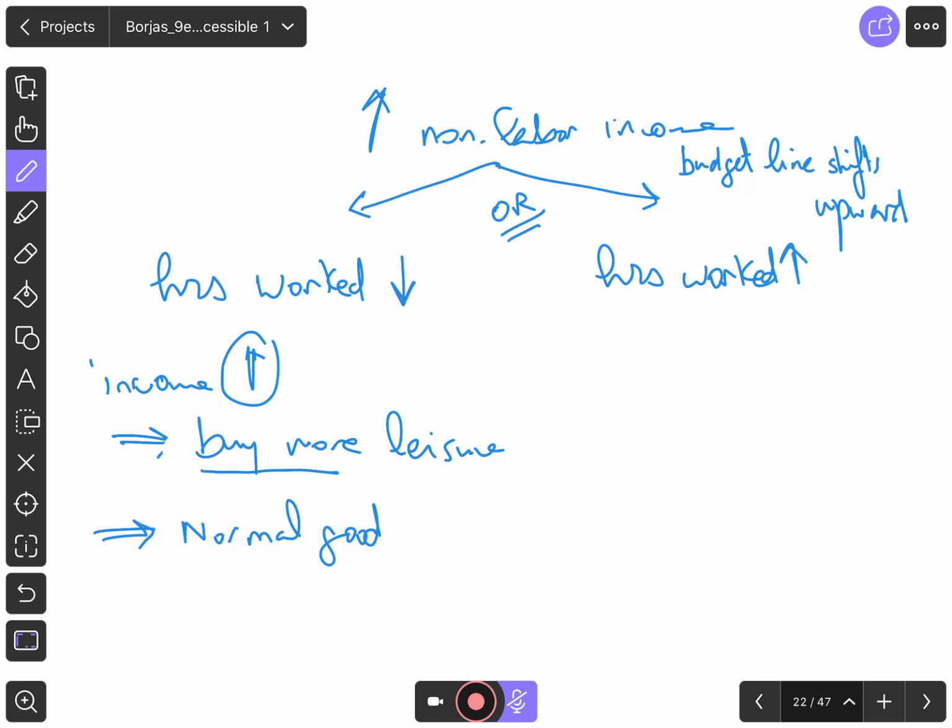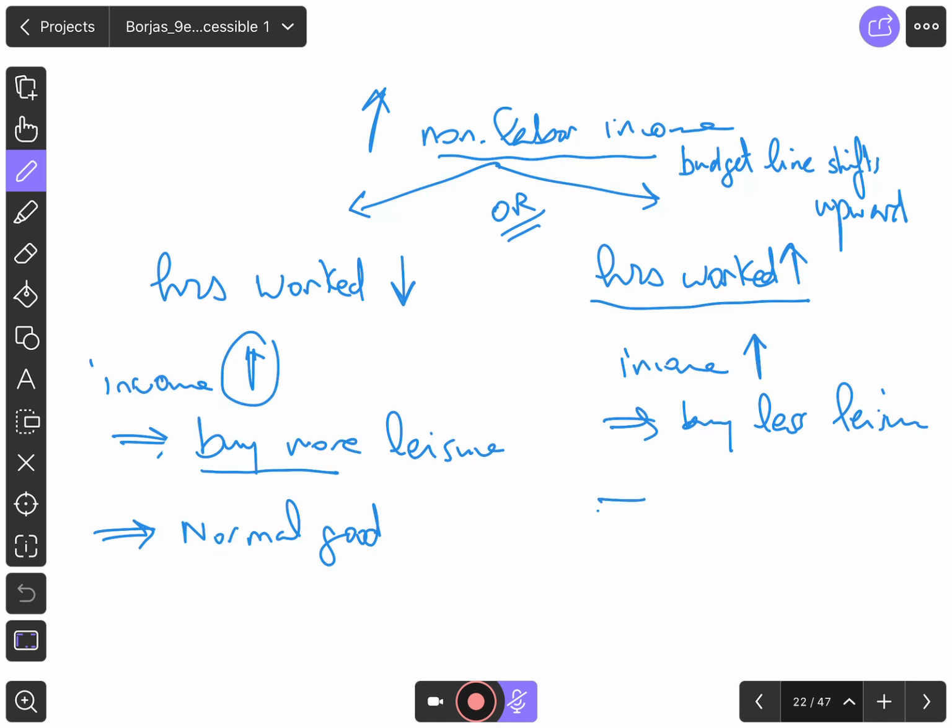The other option is your non-labor income increases and hours of work increase. That means we can just write it this way: income increases, you buy less leisure time.